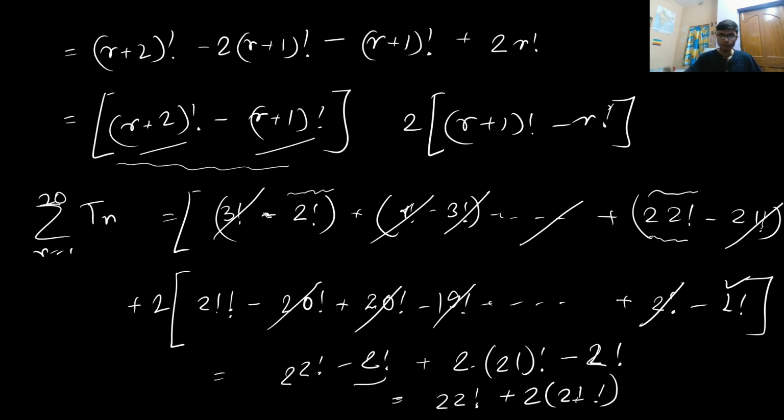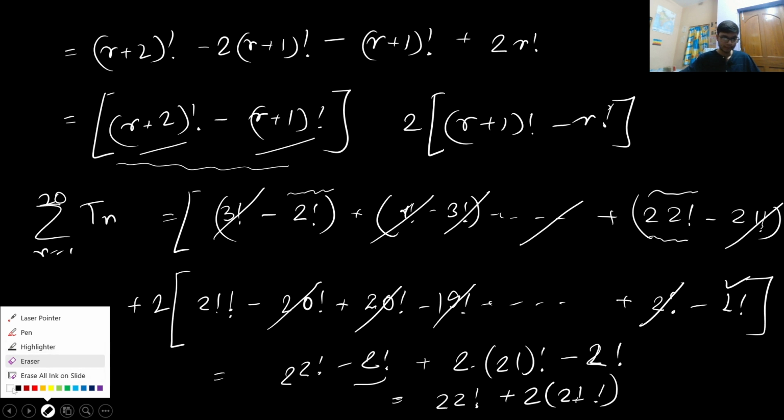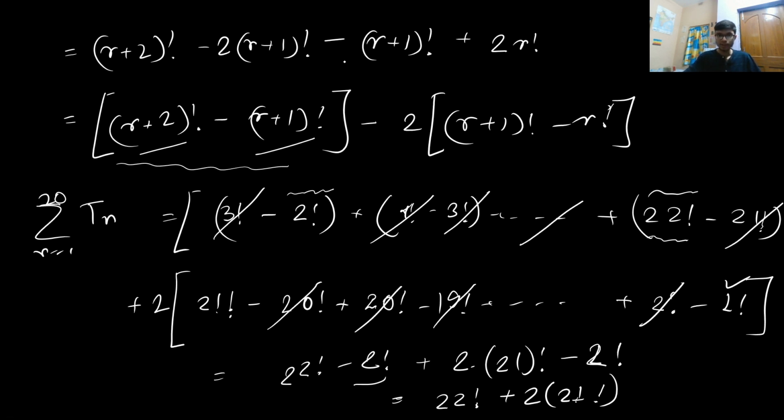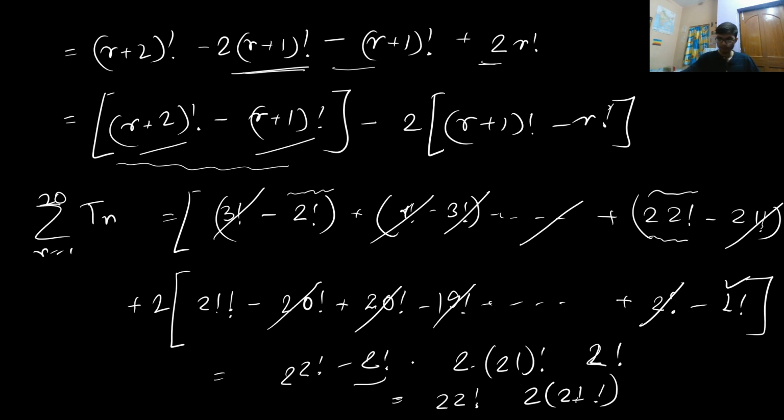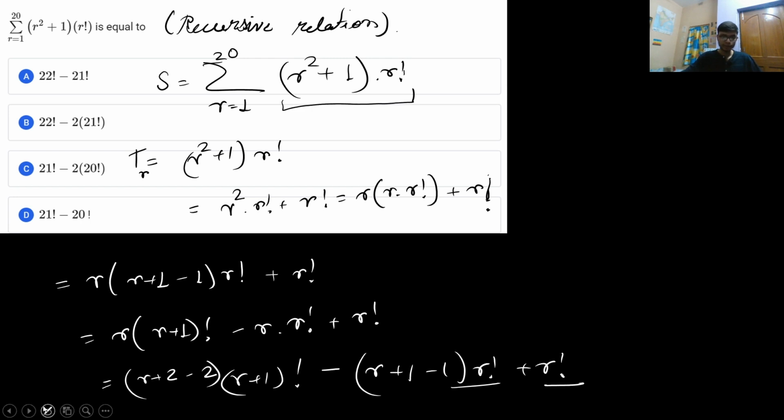This is equal to minus 2 times, because if you take minus 2 common, then this will become minus only. Yeah, that was a sign mistake from my side. I'm sorry for it. So this will become minus and this will become plus, and that will make 2 factorial, and the 2 factorial gets cancelled, and the answer is 22 factorial minus 2 times 21 factorial.